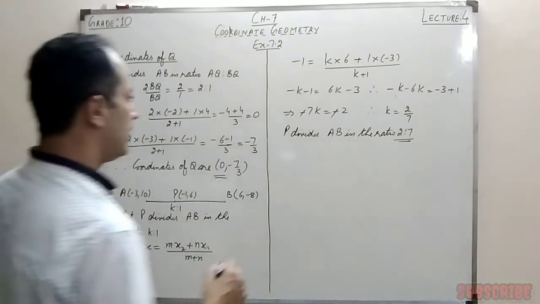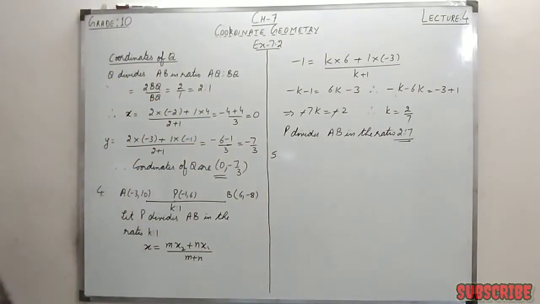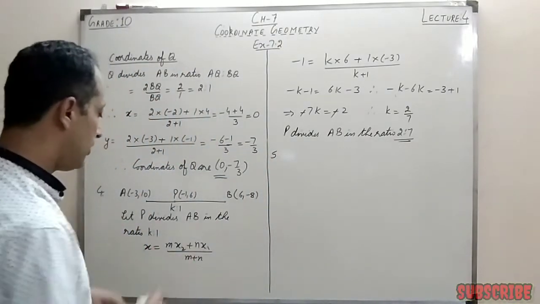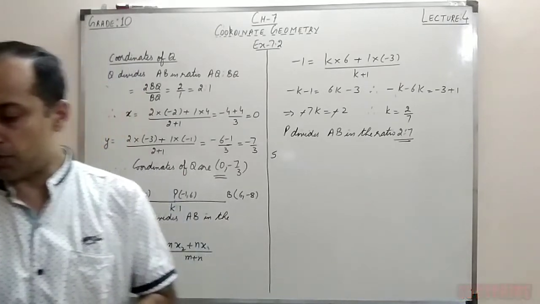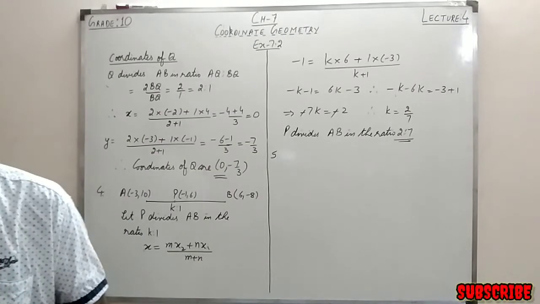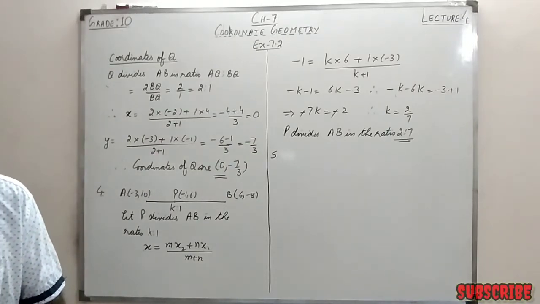Now in the next question there is a little bit of modification. In this question, the point was given to us, so it was our choice. We can take either x coordinate or y coordinate to find the ratio. But in the next question, what they have given to us is: find the ratio in which the line segment joining A and B is divided by the x-axis.